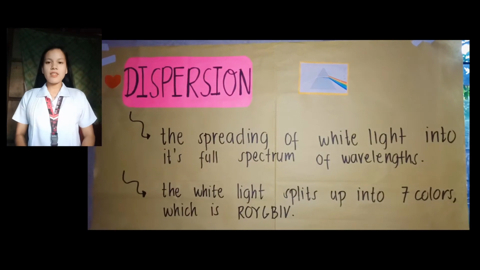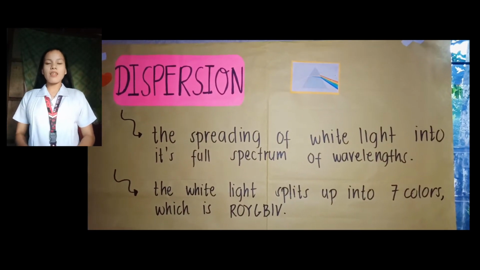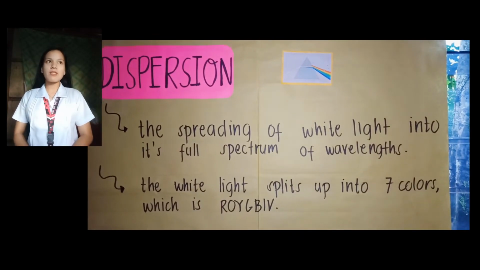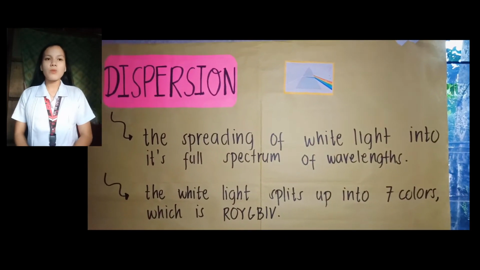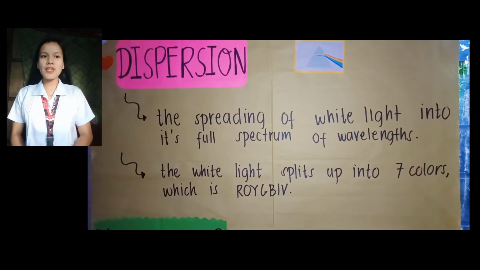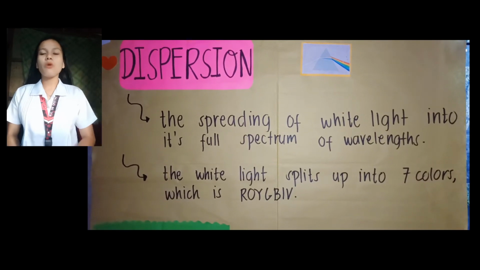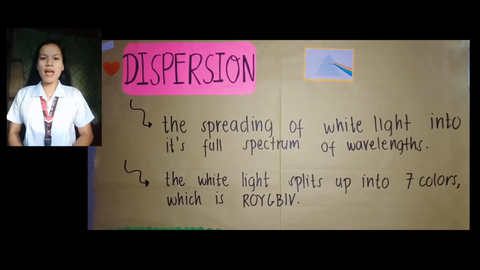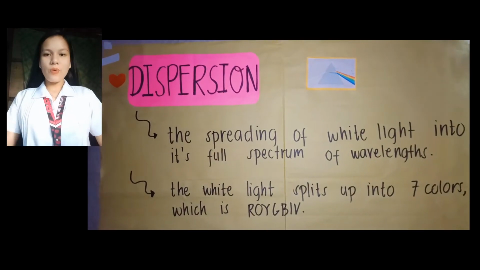The third one is dispersion. Dispersion is the spreading of white light into its full spectrum of wavelengths. The white light splits up into 7 colors, which we call RGB. When we say dispersion, it is the separation of visible light into different colors. Dispersion is most easily seen in light. White light is the combination of the 7 colors of the rainbow: red, orange, yellow, green, blue, indigo, and violet.